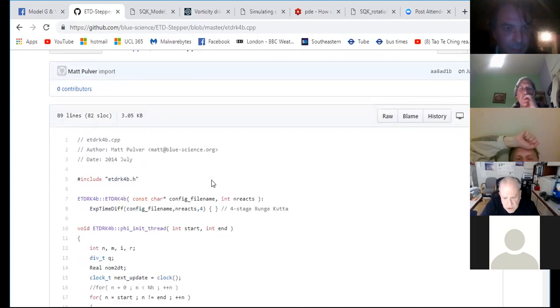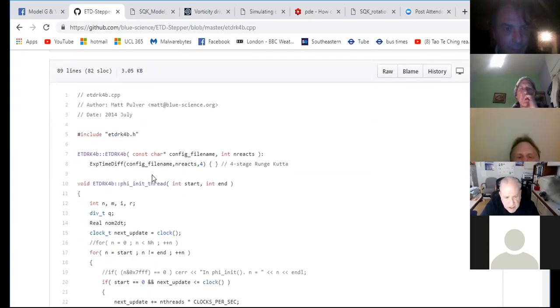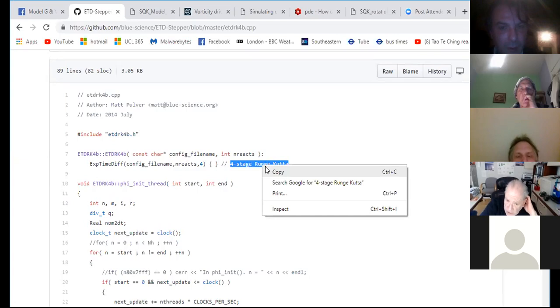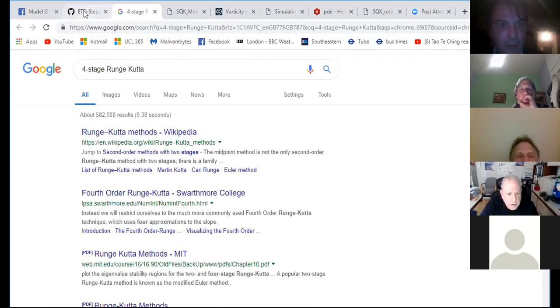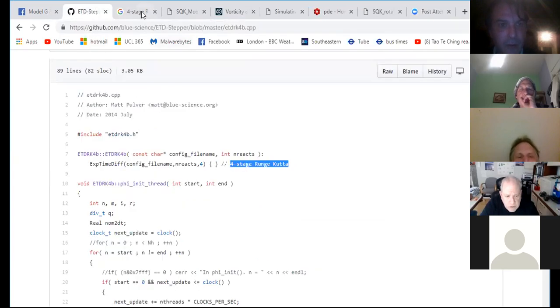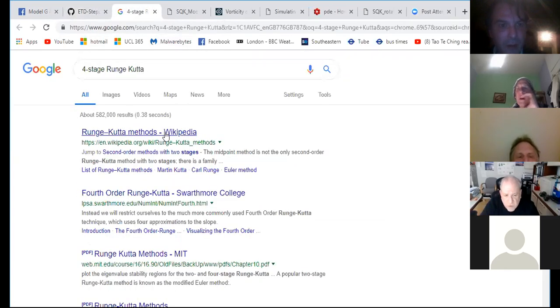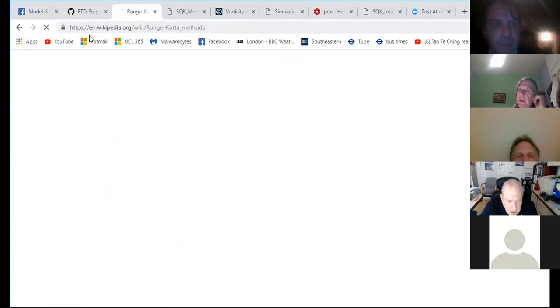4-stage Runge-Kutta. Okay, see the comment at the end on line 8. So maybe you should go into that code instead. It seems he implies that you just look at that online, which is what I do. Okay, so these are methods used to solve equations. In the paper he published, he explained why he used that.